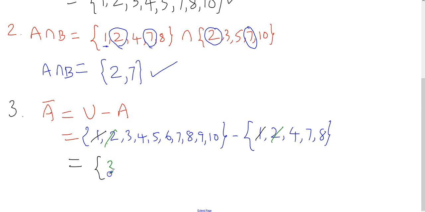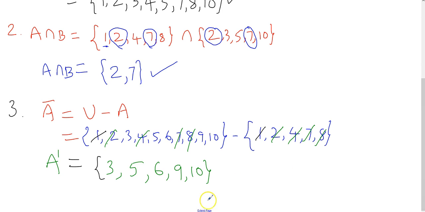3, I can bring it down. 4 is gone. 5 is not there in the second set. Write down 5. Then 6, I can copy. 7 and 7 gone. And I'll cancel 8 and 8. Everything is gone. So 9 and 10. So this is your set A complement. A complement has only those elements of the universal set which are not present in A, that is outside A, comes under A complement.